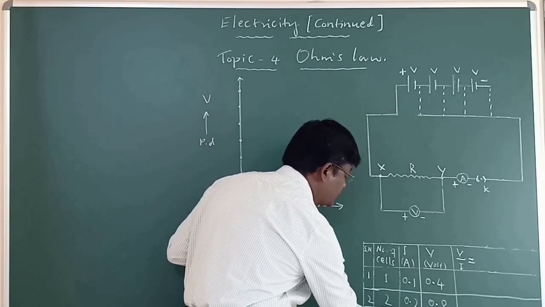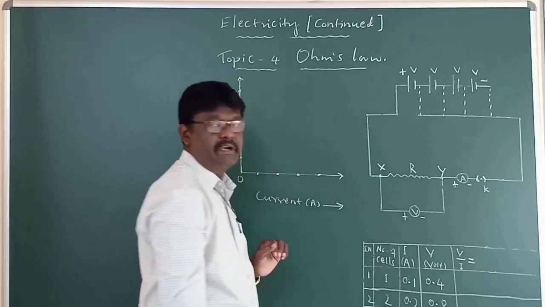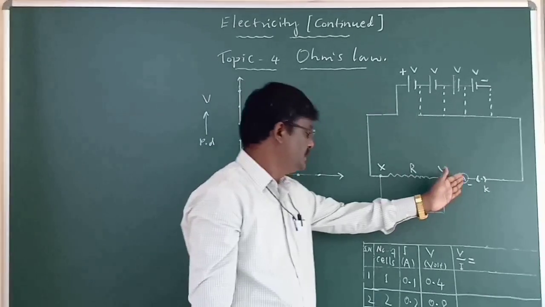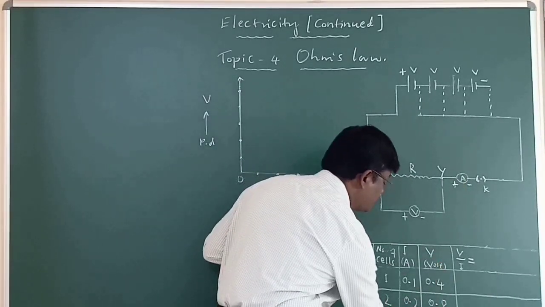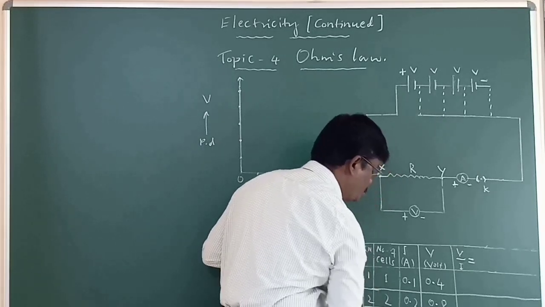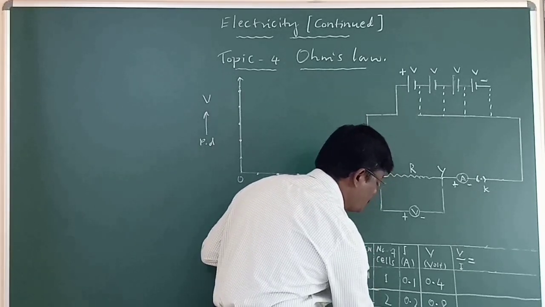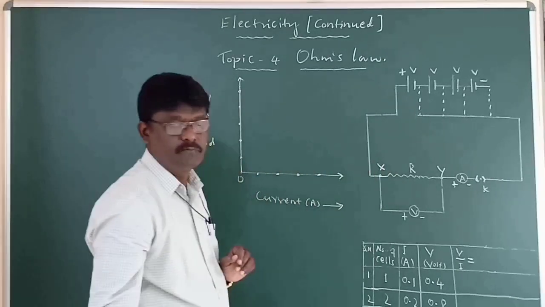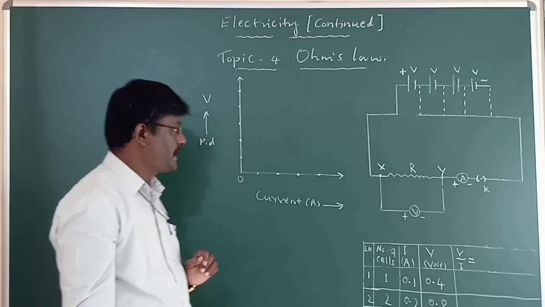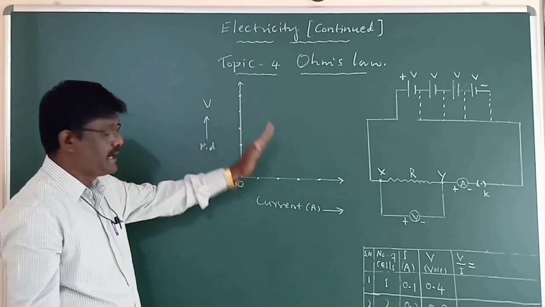In case of 3 cells, say now the reading in the ammeter is 0.3 ampere. In the voltmeter it is 1.2. When 4 cells, 0.4, 1.6. Let us plot the graph of V versus I.